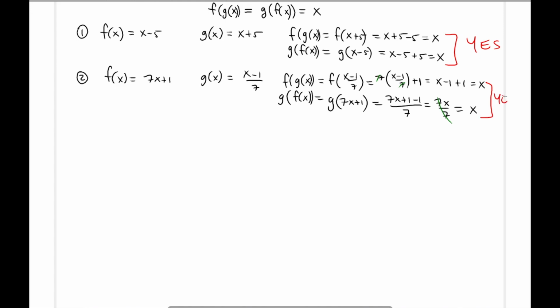Again, these two are inverses of each other, right? These two given functions. Let's try the third example.